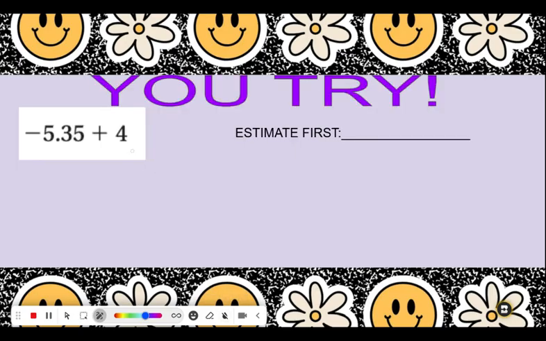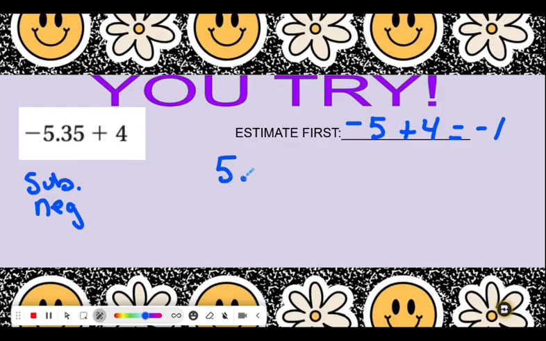Okay, here's another one. Pause the video and see if you could do it. I see opposite signs, so I know I'm going to subtract. And I'm going to have a negative answer because negative 5 is bigger. There's more negatives. So negative 5 plus 4 is about negative 1. Your answer should be about negative 1. So I know I am going to subtract.